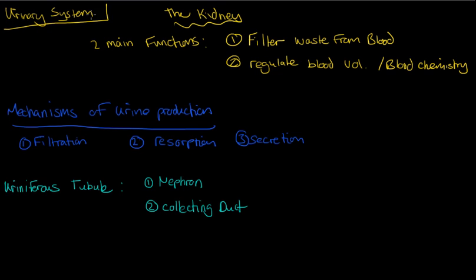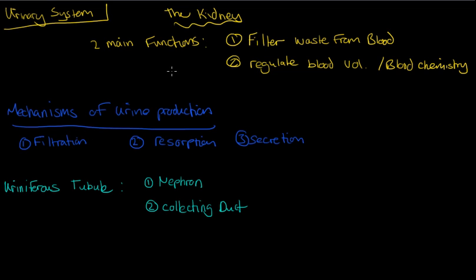Today we're going to be talking about the urinary system, and we're going to be focusing on the kidney here. So I've written down a few things here that I want to go over first before we get into our drawing. First off, the kidney has two main functions. The first is going to be to filter waste from the blood, and the second is to regulate blood volume and blood chemistry.